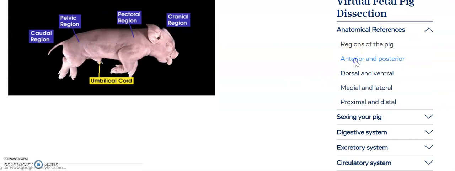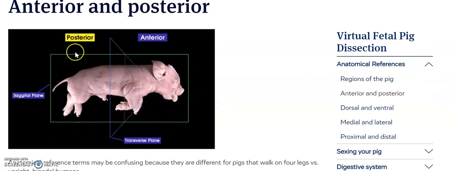So now we're going to go to anterior and posterior. Posterior, think like behind, so the backside of the pig. Anterior means above, so the top half of the pig. The sagittal and transverse planes are just the ways that they're going to split up the pig to give you that understanding. You don't have to worry about it too much, but we have posterior meaning behind, so the back end, and anterior meaning above or ahead of, so the head region, or the cranial region.